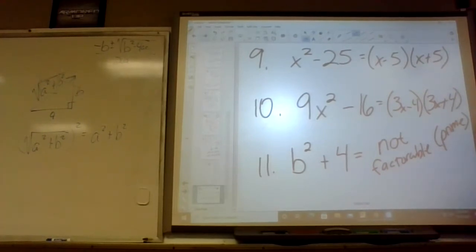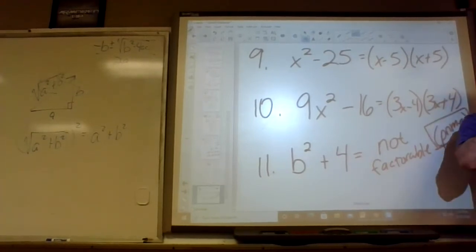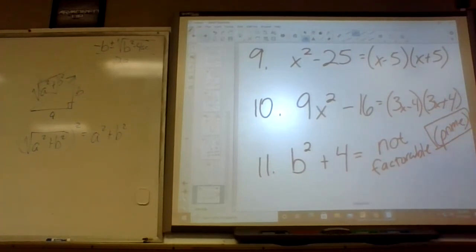I'm not 100% sure, but it's likely there will be a prime on the test. Just remember, put not factorable. We do count not factorable. 4 can be square rooted. You guys remember what a prime number was? It can't be divided by any number other than 1 and itself.